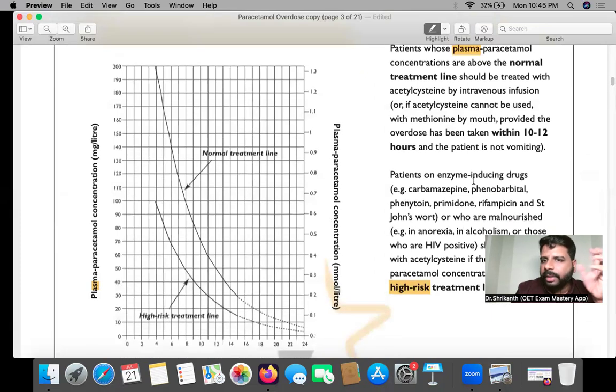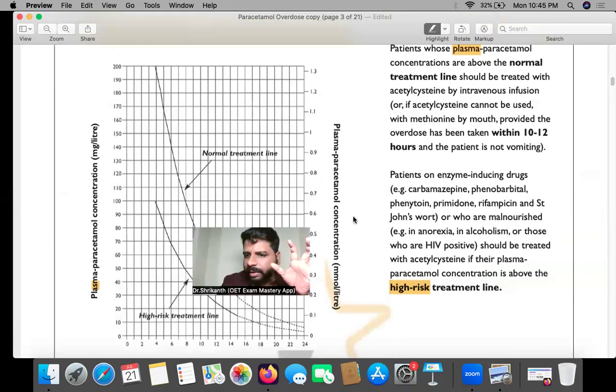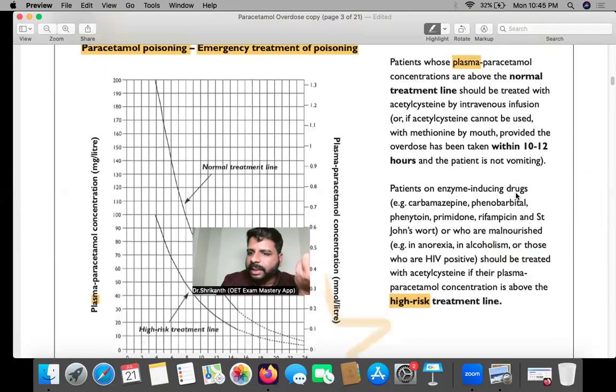So let's see, we have another text which is also related to treatment, right? And over here we have some information. Let's see whether some word is related to nutrition, that is, how to deal with a patient who has not taken enough nutrition. When you're scanning this information, you can see the word malnourished. Patients on enzyme-inducing drugs, for example carbamazepine, phenobarbital, phenytoin, primidone, rifampicin, and St. John's wort, or who are malnourished.